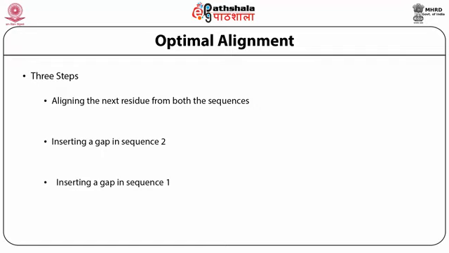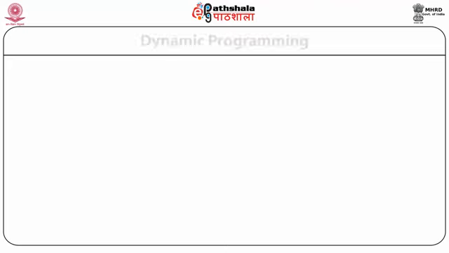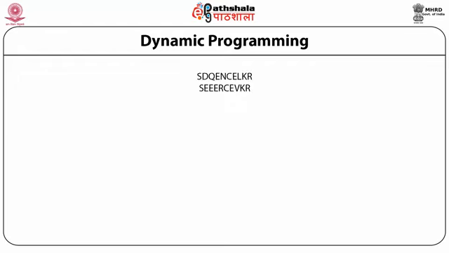Whenever at any step there are 3 possibilities for the current step, and the result of the current step depends upon the result obtained during the previous step, then the dynamic programming algorithm is the best to use. Let us understand the dynamic programming algorithm by taking an example of aligning 2 amino acid sequences. These sequences are shown in blue.